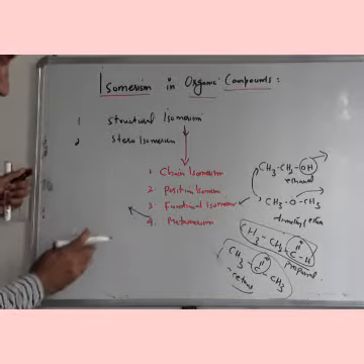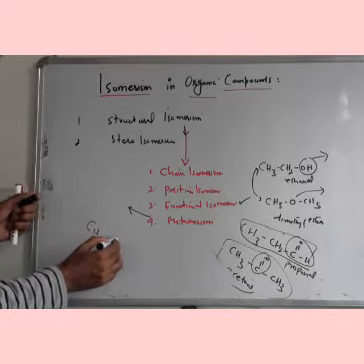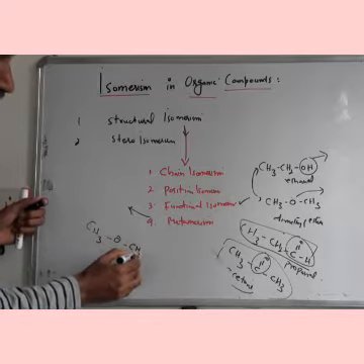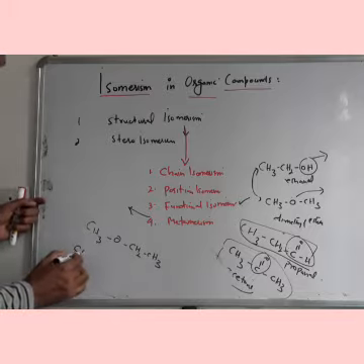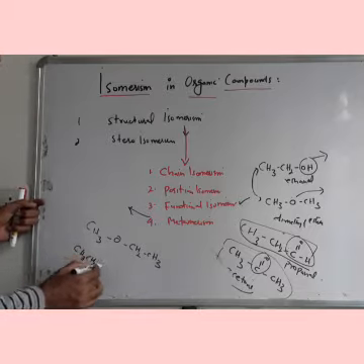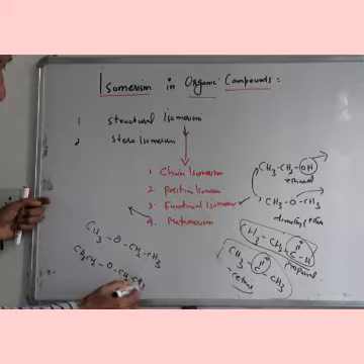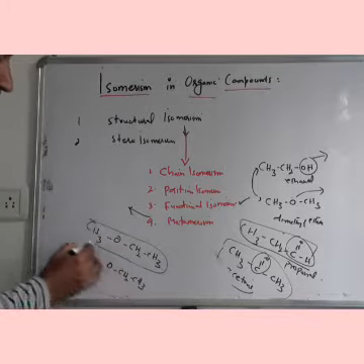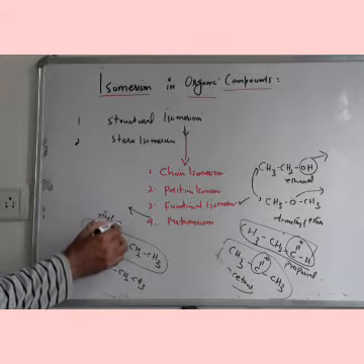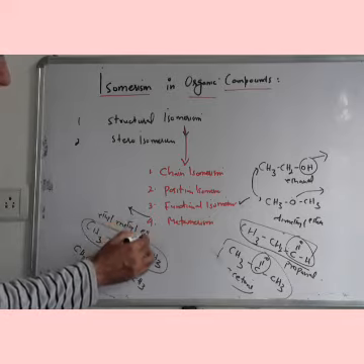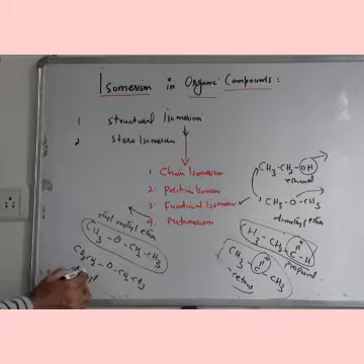For example, we have CH3, this is O, CH2, CH3. We have CH3, CH2, O, CH2, CH3. If I take this compound, this is ethyl methyl ether. This is diethyl ether.